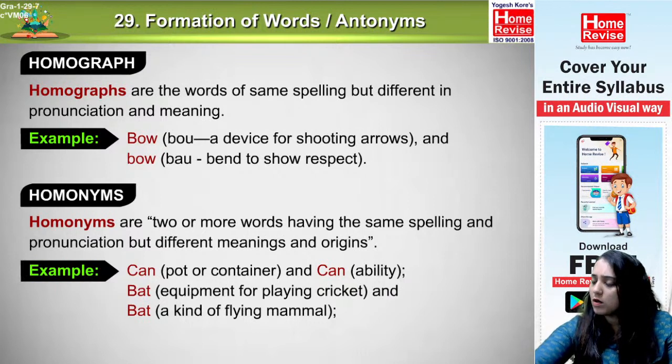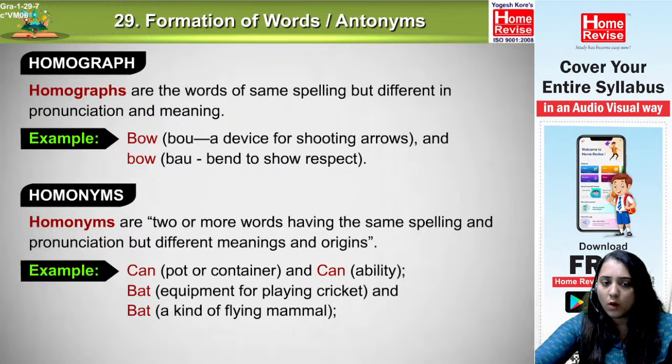Now enough of antonyms. I want homographs or homonyms. Both spellings should be the same. Homograph and homonym: the spellings are the same. I want the same spelling.